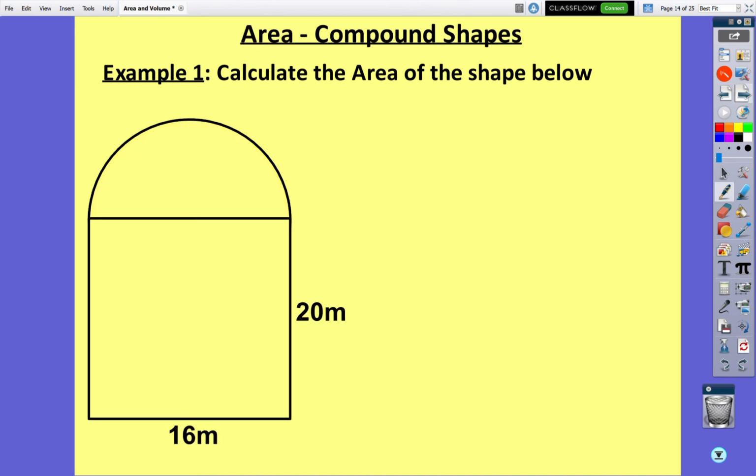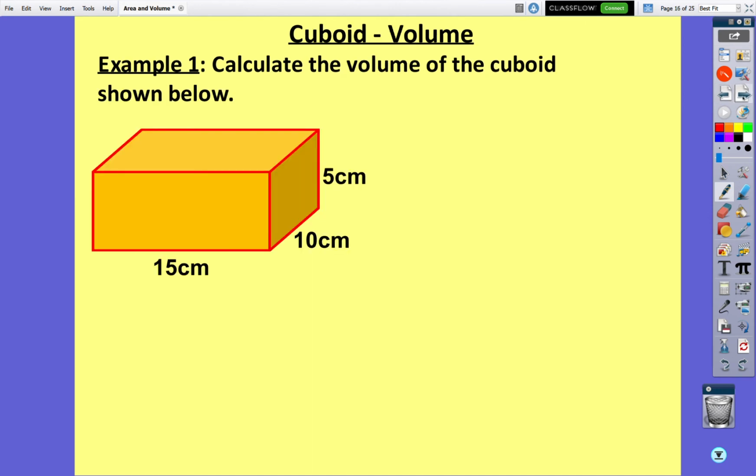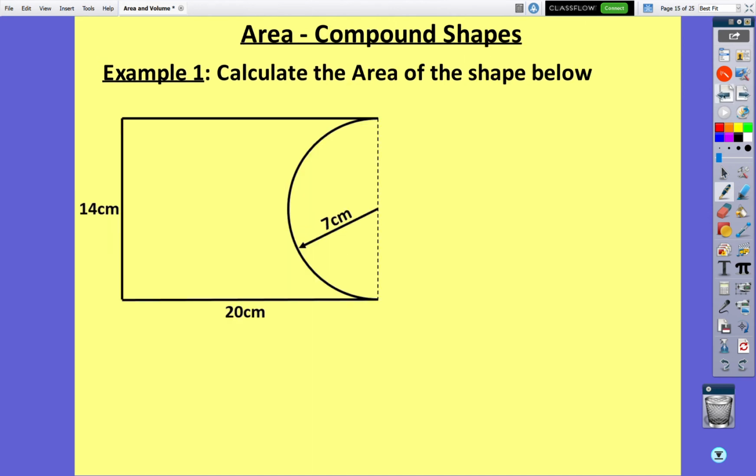Now, area of compound shapes. So we saw previously that compound shapes are shapes that are made up of smaller shapes. Here, last time we split up the shape ourselves. It was 2 rectangles. Here I've got a rectangle and I've got a semicircle on top. Okay, so have I got 2 of them? Yeah, okay. So I'll go through this first one and I'll leave that one blank for you guys to have a go.